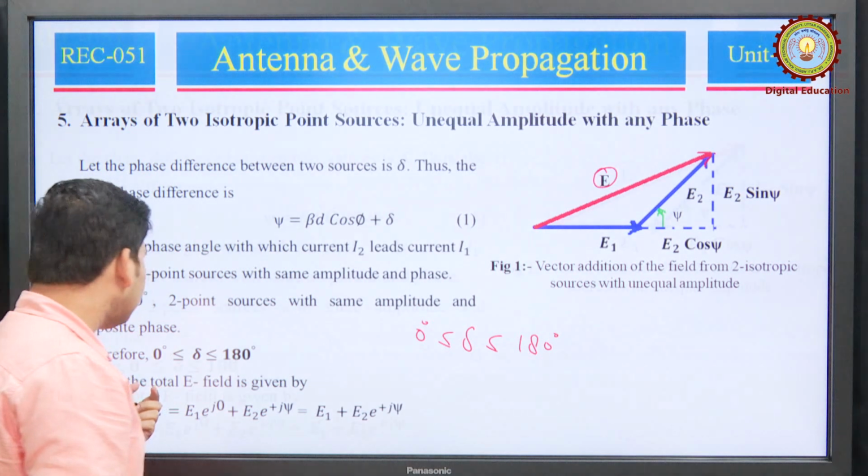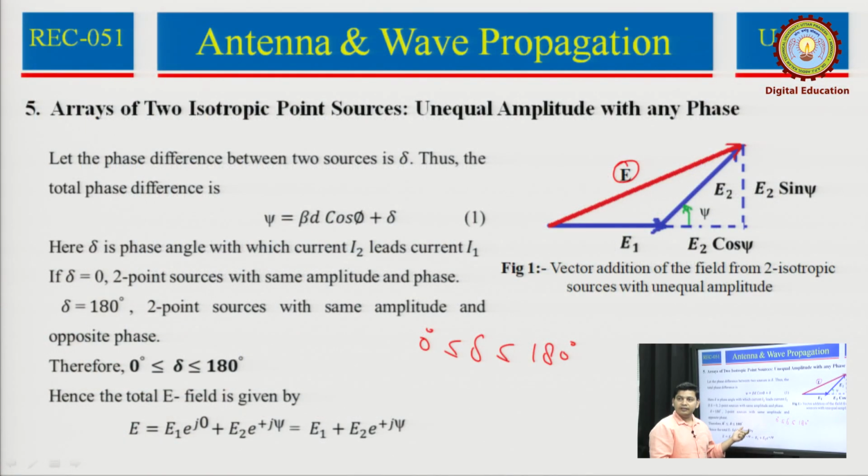So, the total electric field is E1 e^(j psi) plus E2 e^(j psi). Here, we have considered E1 to lie on the reference plane, so the angle difference is e^(j0), which is nothing but 1. So, we have E1 plus E2 e^(+j psi), because the magnitude varying in this direction is plus psi, and in the opposite direction it is minus psi. We already discussed these cases. So, E1 plus E2 e^(j psi) is our net resultant electric field.